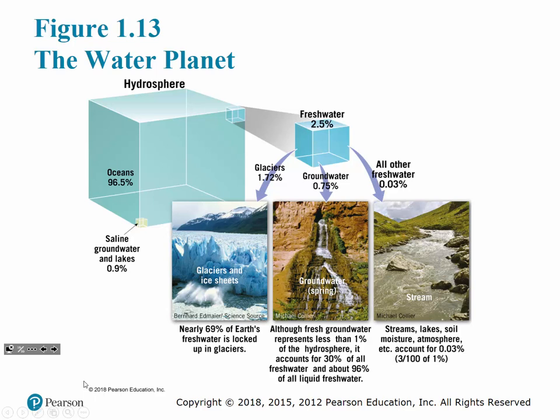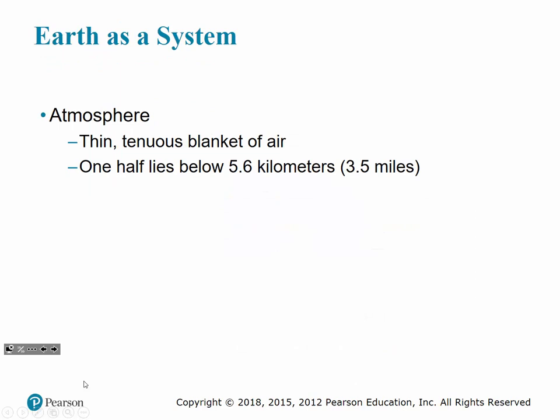And this is showing you that breakdown I was mentioning. Roughly 97% of the water in our oceans is salt water, and the remaining about 3% is fresh water. You see how that's broken down. A majority of our fresh water is actually found in glaciers, about 1.72%. Then groundwater is about 0.75% of the 2.5% of fresh water, and all other fresh water makes up about 0.03%. So the abundance of our fresh water is found in glaciers and ice sheets.